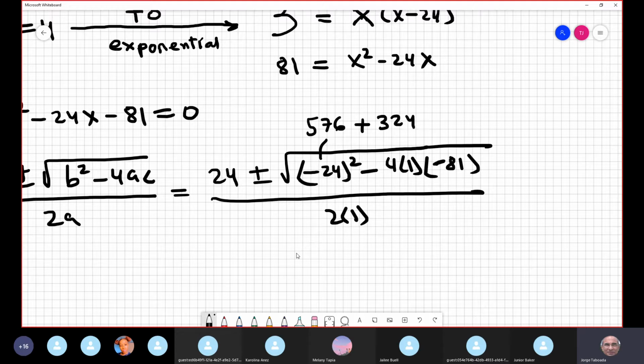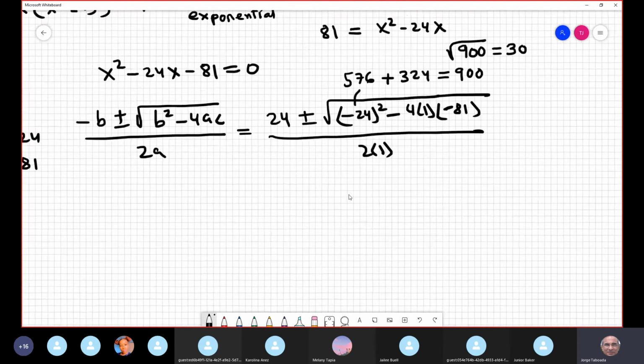And 324 plus 576 is 900. Wow. And the square root of 900 is 30. It's easy to understand because radical 9 is 3, no? And radical 900 is 30. You can put it in a calculator, no? It's not necessary to memorize this.